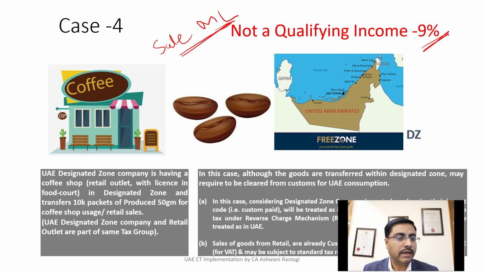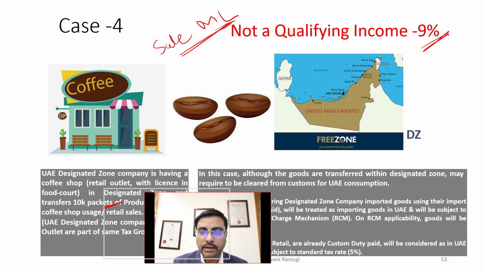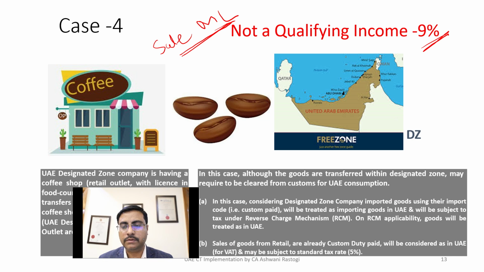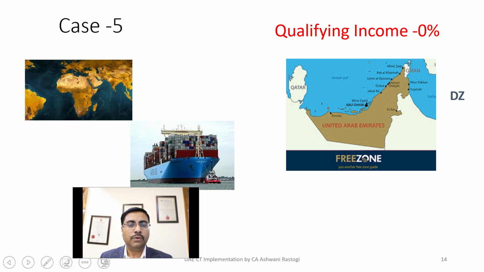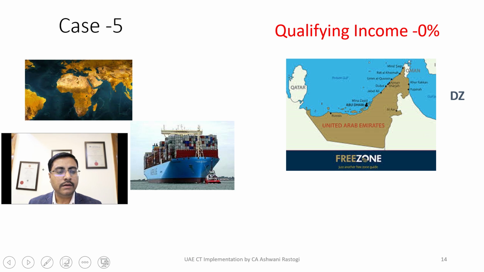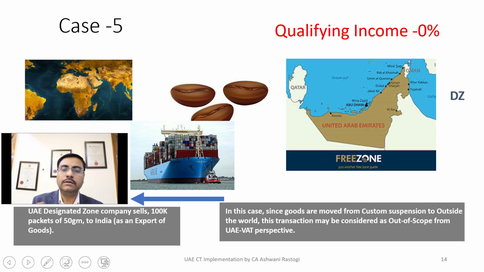So a UAE designated zone has a coffee shop in the designated zone and transfers 10,000 pieces for the coffee shop. In this scenario, you have to pay customs duty. After that, the receiver is liable to pay VAT also under the RCM mechanism. So in this scenario, corporate tax is also paid. In case you are exporting some goods outside the free zone, outside UAE, that is also covered in the qualifying income, not liable to tax.